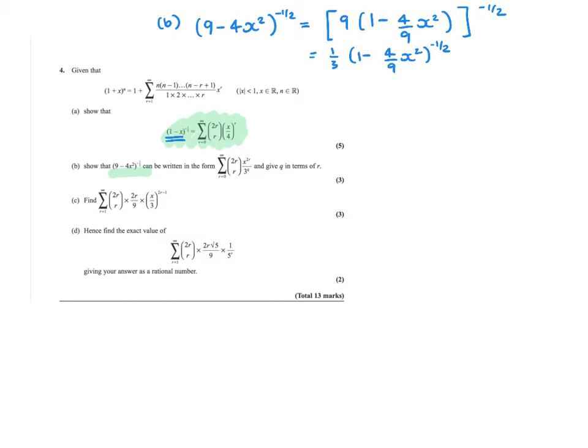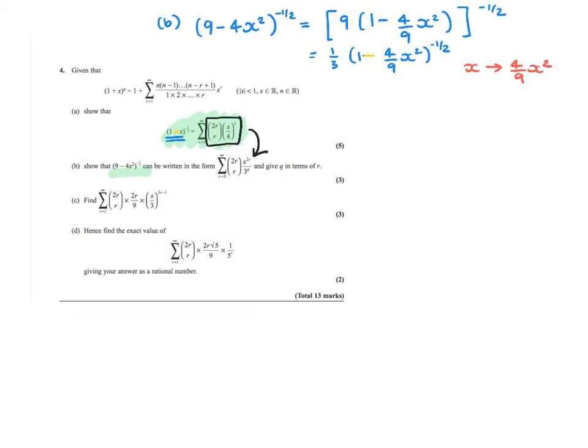Now our n value is still negative a half, so that's good. But x, of course, is going to be replaced by 4 ninths x squared. We don't need to worry about the negative sign because that's accounted for here. So it doesn't matter that, in fact, it's good that we've got a negative here because it matches our question. So here's what we need to do. We need to substitute into this part here and show that we get this result here effectively.